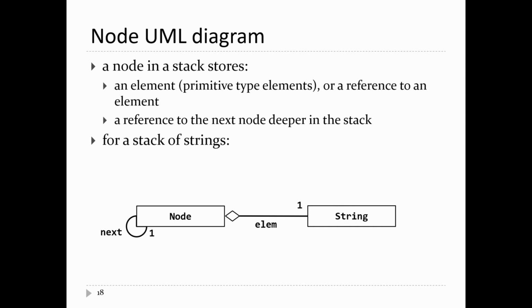Now a node refers to another node. So it's going to store a reference to the next node deeper in the stack. So every node has a reference to the next node deeper in the stack. In other words, inside the node class there's going to be a field called next, where next is referring to the next node in the stack. So every node has an association with another node. Each node is an aggregation of one string, and it's an association with another node.